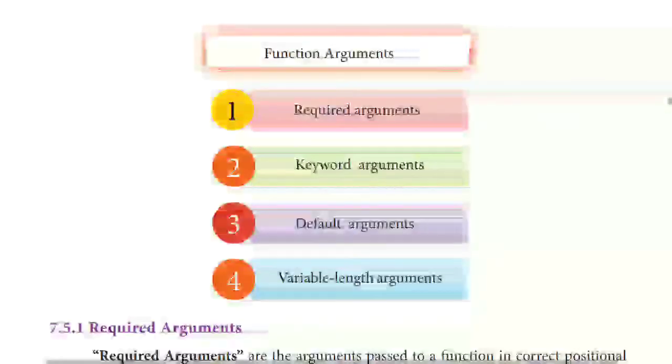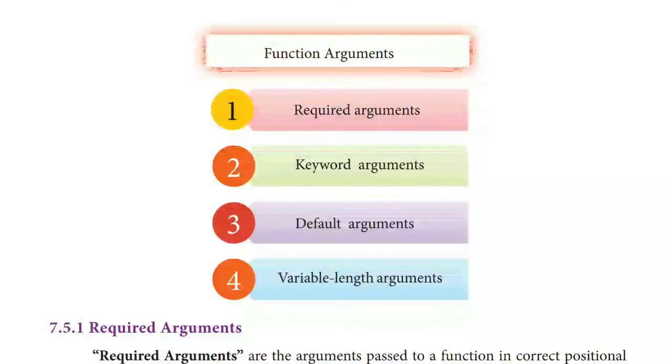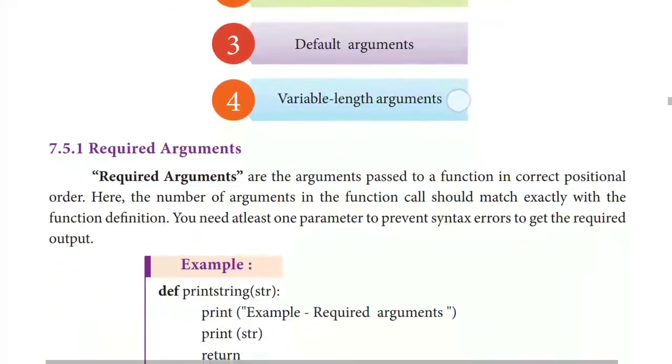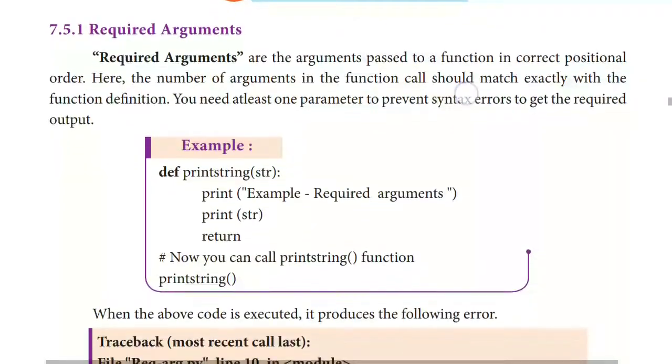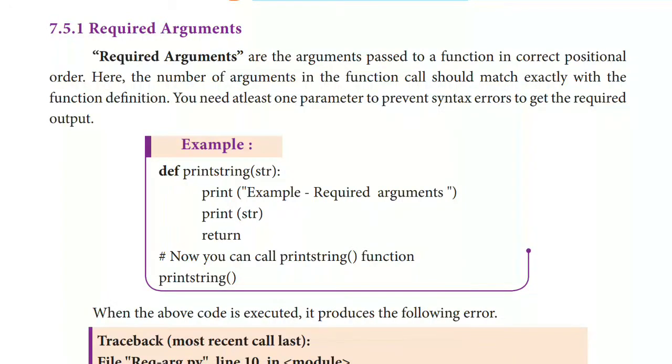Yes, so function arguments are of four types: required arguments, keyword arguments, default arguments, and variable length arguments. First of all, we are going to see required arguments. Required arguments are the arguments passed to the function in correct positional order. So we are going to assign values in a positional way, in the correct order. When you change the value, the order will also get changed.